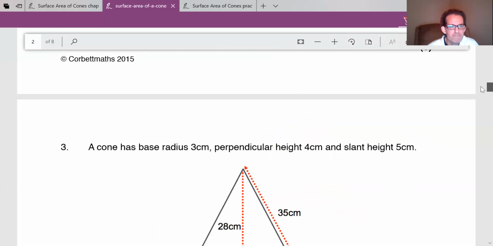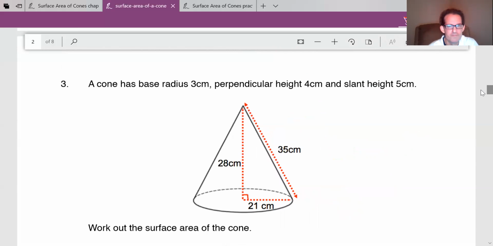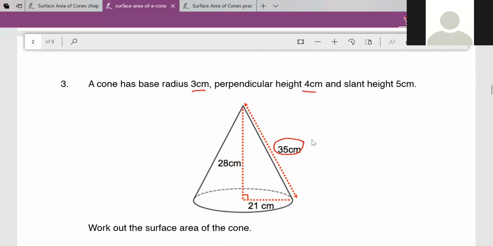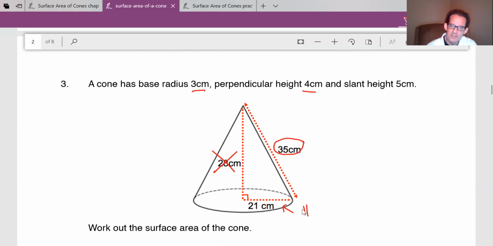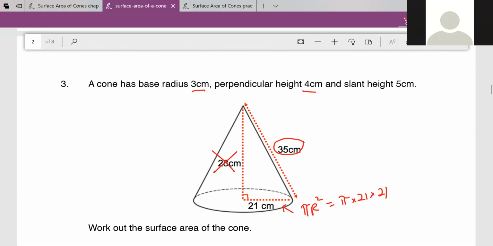Let's try another. Here's number 3. So the radius is 21, the height is 4. The slanted height is 35. That's what you want to use. Don't use height. That's not part of your formula. So my area of the base is pi r squared, or pi times 21 times 21. Okay? So on my calculator, I'm going to figure out what that is. 21 times 21 equals 441. So this is pi times 441.